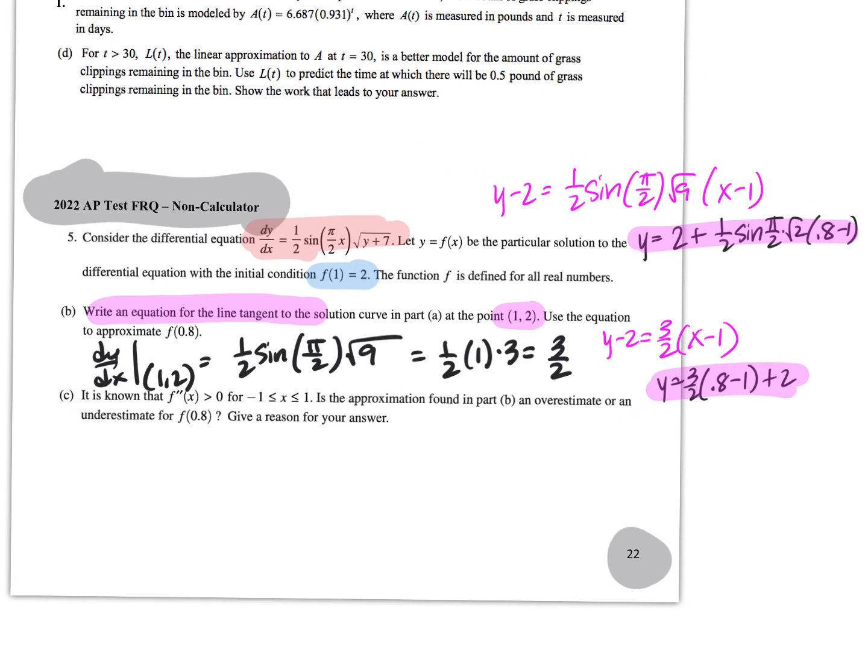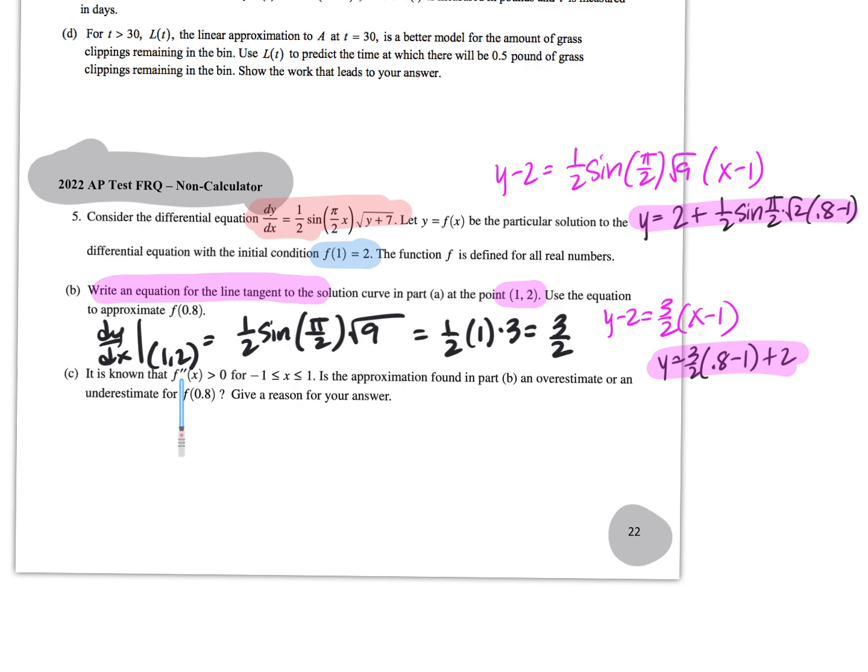Then it says it is known that the second derivative is positive. This goes back to that chart that we did yesterday. Is the approximation going to be an overestimate or an underestimate? If my second derivative is positive, that means my slope of my function is increasing. If my function is concave up, those slopes were negative, 0, then positive. Those slopes are increasing. That's what would make my second derivative positive.